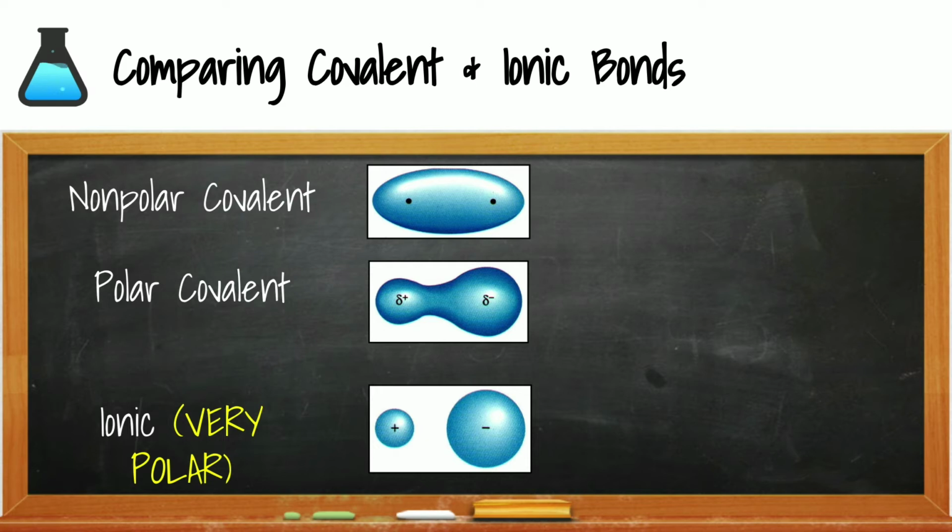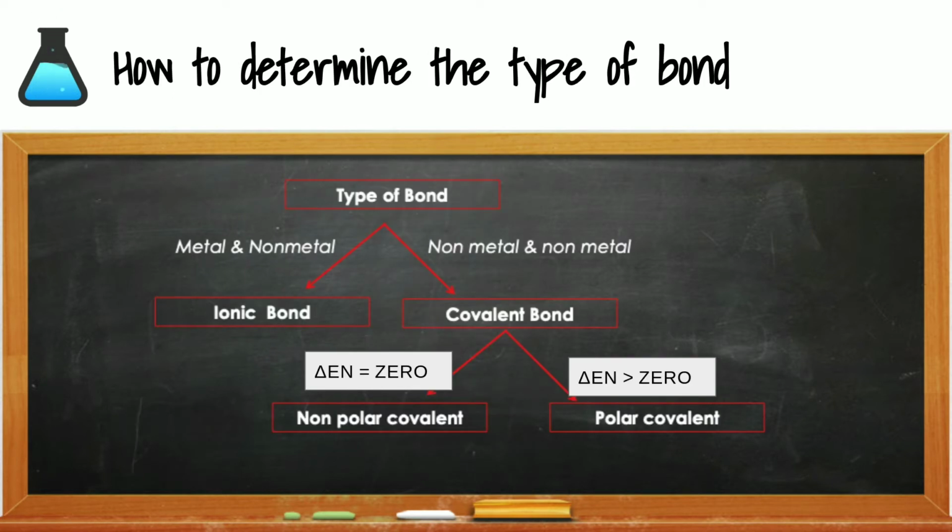The more polar a substance is, the more ionic its character, meaning the higher melting point and boiling point it will have. Here is a nice chart to help you understand how electronegativity leads to the different types of bonds. Ionic bonds are formed between metals and nonmetals, while covalent bonds that have an electronegativity difference exactly equal to 0 will be nonpolar, and covalent bonds that have an electronegativity difference greater than 0 will be polar.